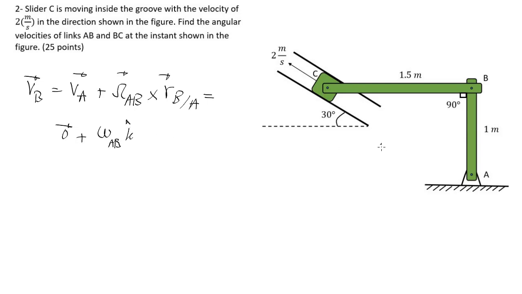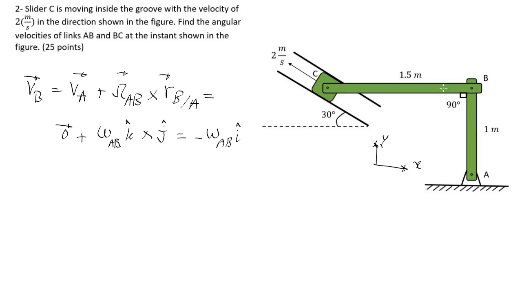Again, let's say this is the I direction, X, and this is the Y direction. So omega AB is going to be perpendicular to the XY plane, and here I just assume its quantity is omega AB in the K direction. So omega AB K cross RB with respect to A. RB with respect to A is just 1J, so cross J. K cross J is minus I, so that's minus omega AB in the I direction.